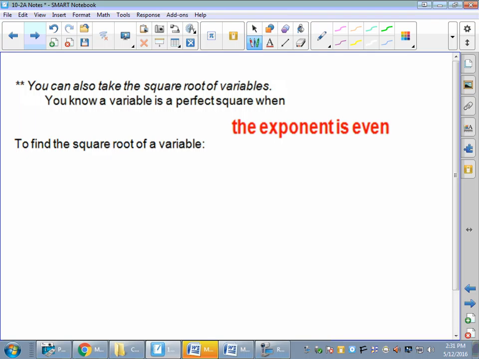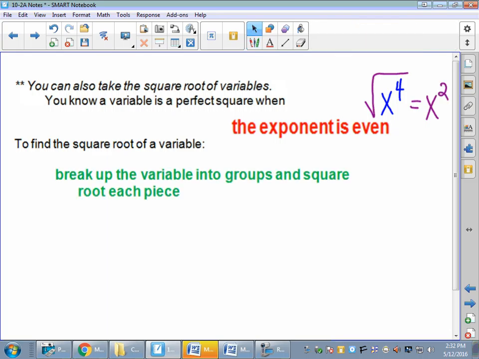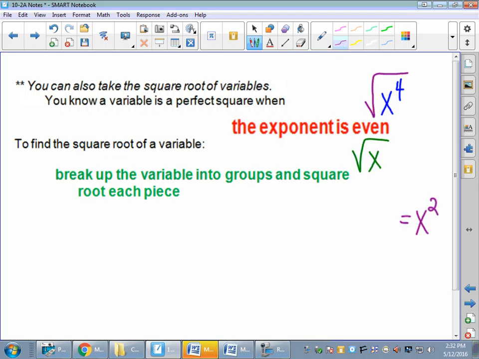So for example, x to the 4th power. If I asked you for the square root of x to the 4th power, or in other words, what times itself would give you x to the 4th power? You would tell me it's x squared times x squared, right? Really, the little sneaky thing is we're going to break that variable into groups just like I just said it. So really, before I put that answer down, I should say that's the square root of x squared times the square root of x squared. Square root each piece, that's x times x.